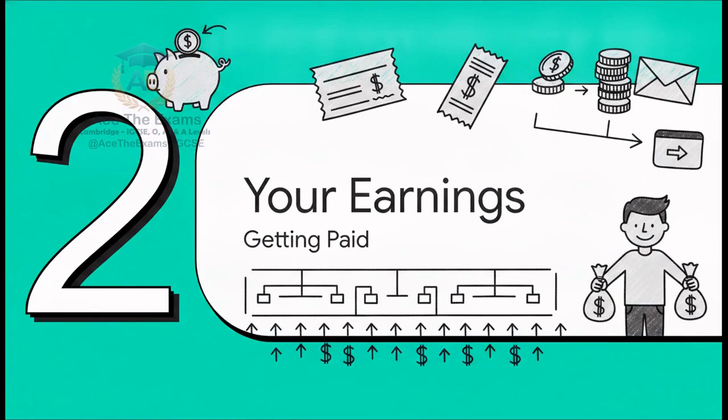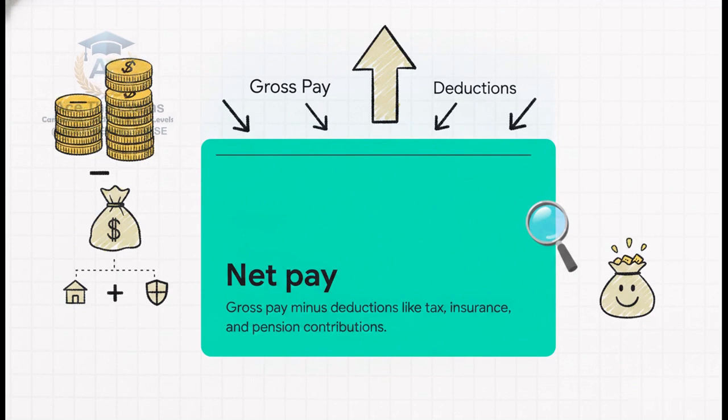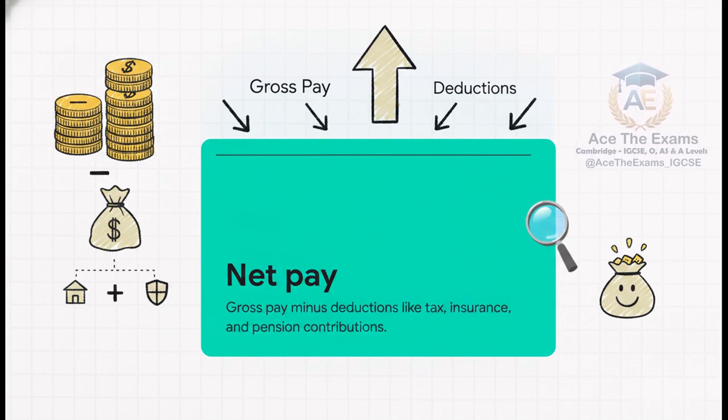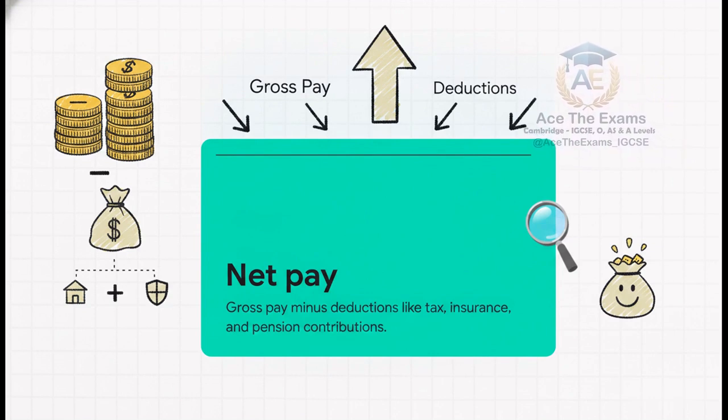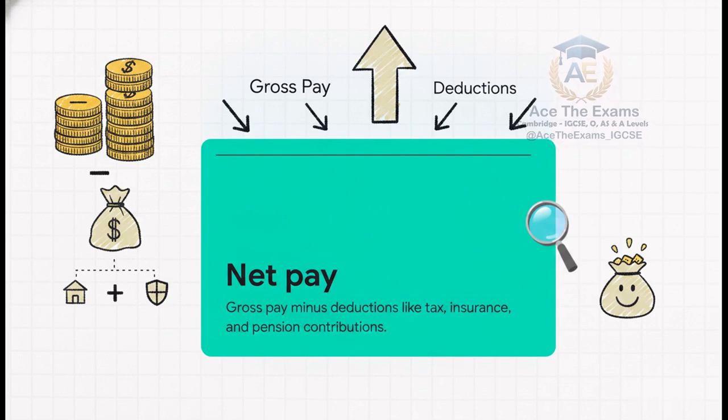Moving right along to Section 2, understanding your earnings, or, getting paid. Okay, if you've ever opened your paycheck and felt that slight wave of disappointment, yeah, you've experienced this next concept firsthand. The crucial takeaway here is that your gross pay, the total amount you technically earned, is really just a starting point. Your net pay is the reality of what you actually take home. The culprit? Deductions. Things like taxes, health insurance, and pension contributions. They all act as a filter between what your boss pays and what actually hits your bank account.